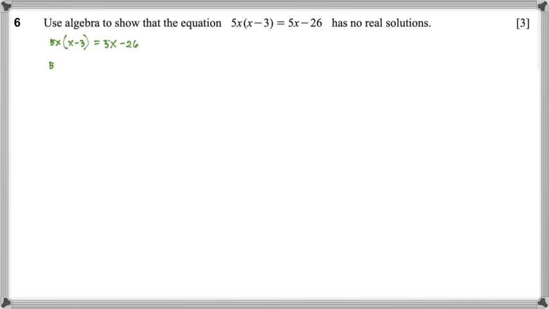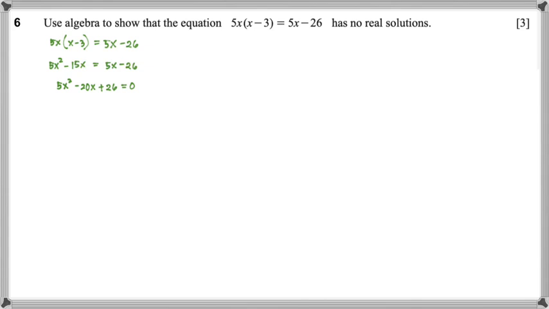So expand, we get 5x squared minus 15x is equal to 5x minus 26. Now, combining like terms, we'll get 5x squared minus 20x plus 26 is equal to 0. So we get 5, 20, and 26. They have no common factors, so that's it.